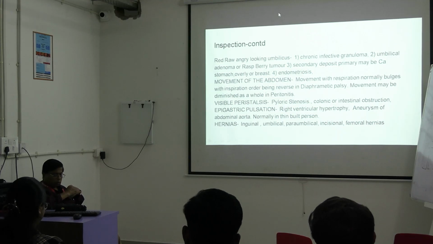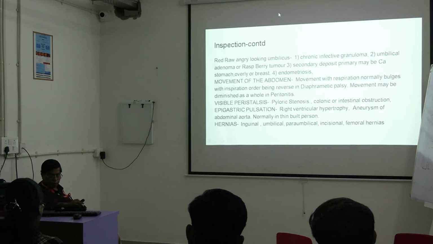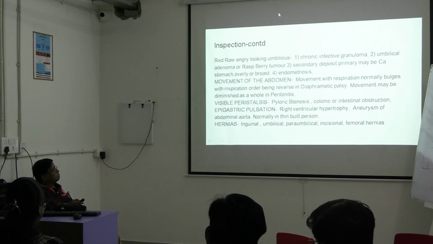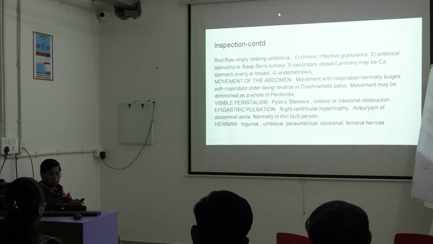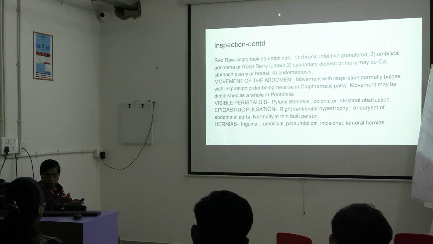To elicit it, you can give some irritant on the skin to start the reflex movement of the stomach. Usually you give some spirit, a cold object. Spirit is very easily available. Just spray some spirit over the epigastrium and you will see the visible peristalsis. So this occurs in pyloric obstruction. Similarly, in colonic and intestinal obstruction, you can also see intestinal or colonic peristalsis in the abdomen.